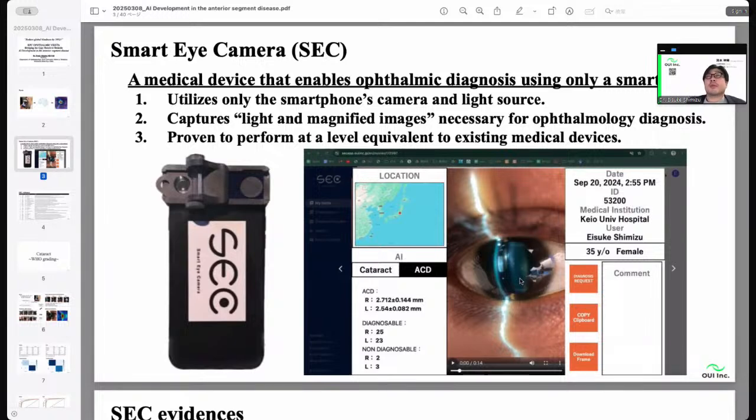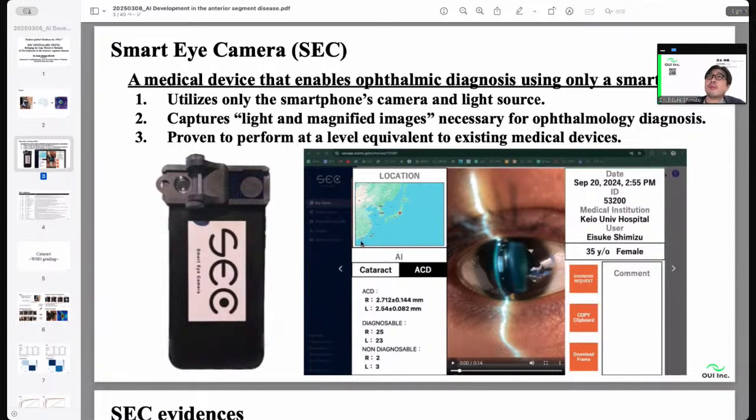from the Siglab microscope. This is from the Smart Eye Camera. The beauty of the device is that you use only the light source of the smartphone and the camera function of the smartphone. This is the unique point because you don't need external light sources, so you can bring it anywhere. You don't have to bring batteries.